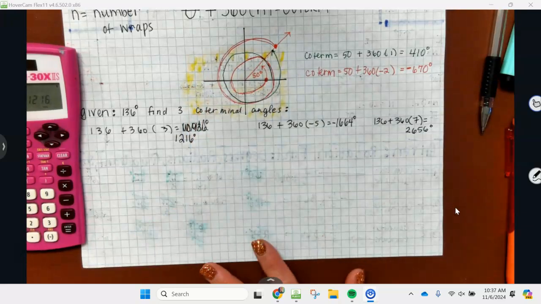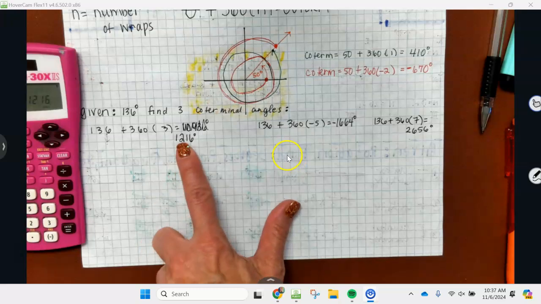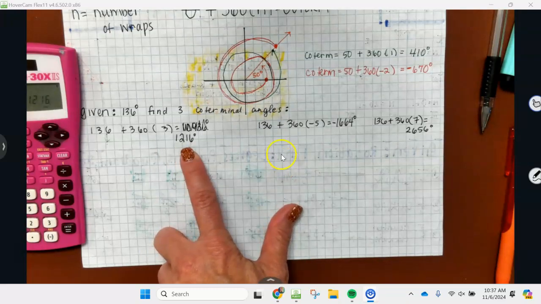So that's how you find coterminal angles, guys. If you were following along with me, make sure you fix my mistake. That's 1,216.